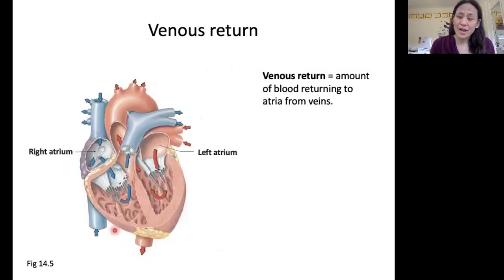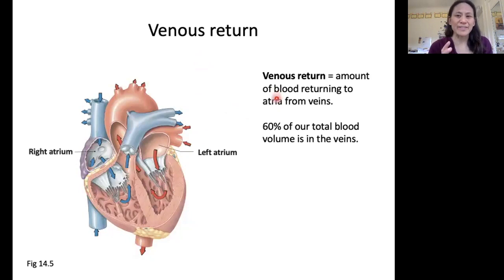Okay, last factor that I want to talk about that affects stroke volume is what we call venous return. Venous return is the amount of blood returning to the atria from the veins. Okay, and it's super important because a huge portion of our total blood volume is in the veins. About 60% of our total blood volume is in the veins.